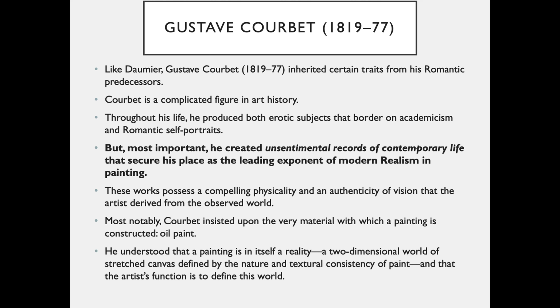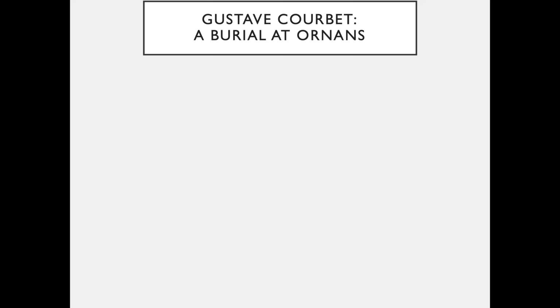So he understood that a painting is in itself a reality, a two-dimensional world of stretched canvas defined by the nature and textural consistency of paint, and the artist's function is to define this world. So he's very insistent. He writes, he has a manifesto, he's very clear about what he's doing. All right, so let's talk about his very large, 22 feet long painting of the Burial at Ornans.